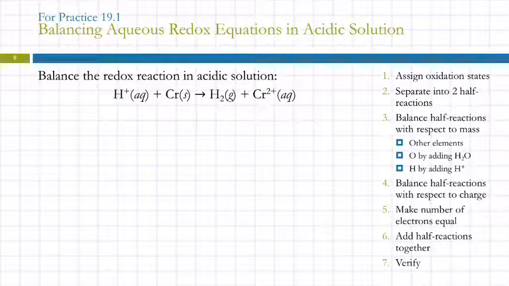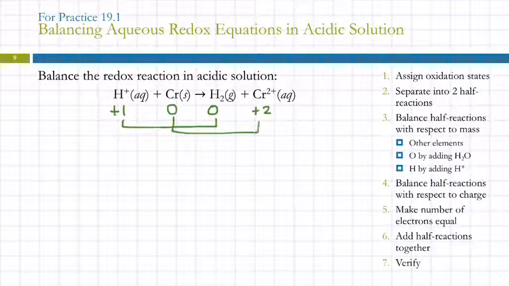So let's balance this one. Here we've got hydrogen ion plus chromium metal, giving us hydrogen gas and chromium ions. So again, we'll look at the oxidation states. What's the oxidation state of H+? Plus 1. How about Cr? 0. How about H2? 0. Each atom in that hydrogen molecule is 0. And Cr2 plus? Plus 2. So we've got the hydrogen being reduced and the chromium being oxidized.